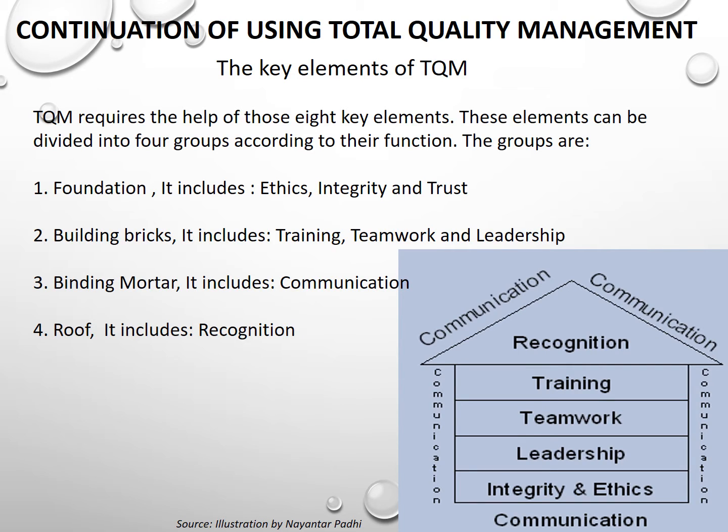Continuation of using total quality management. The 8 elements are divided into 4 groups according to their function. Number one is the foundation, which includes ethics, integrity, and trust.